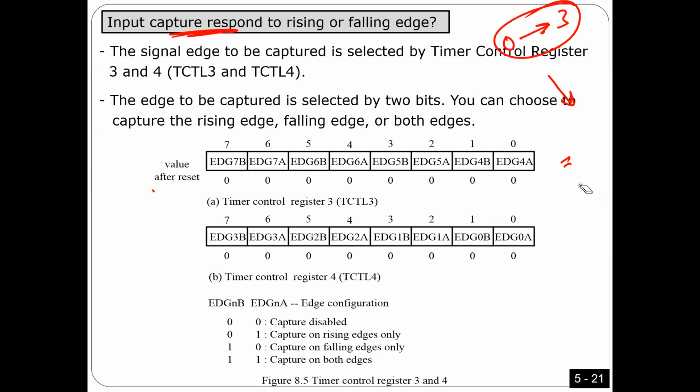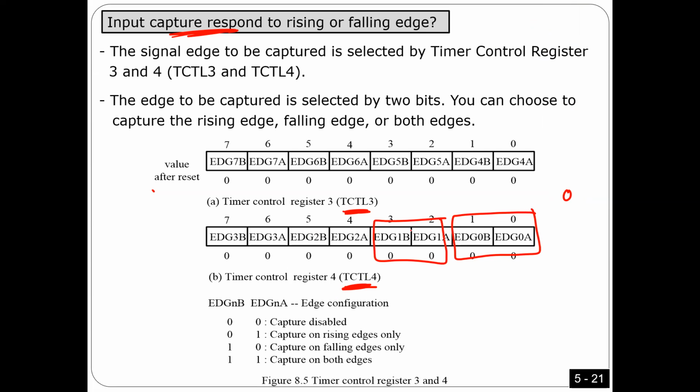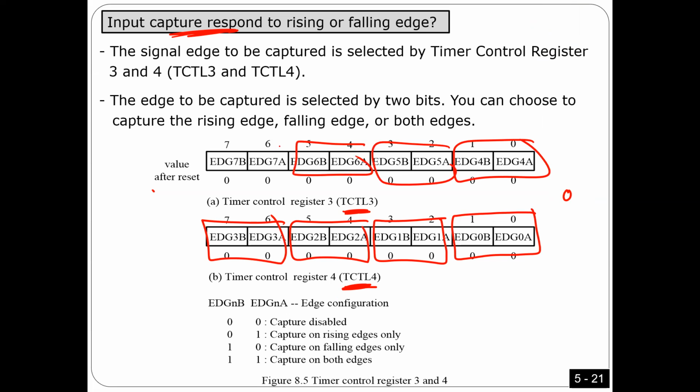So now, as you see here, guys, I'm going to use 2 registers. The first register is called TCTL4. The other one is called TCTL3. Okay. So here I'm going to use these 2 bits for channel 0. I'm going to use these 2 bits for channel 1, channel 2, channel 3, channel 4, 5, 6, 7. Very easy. Is that okay?